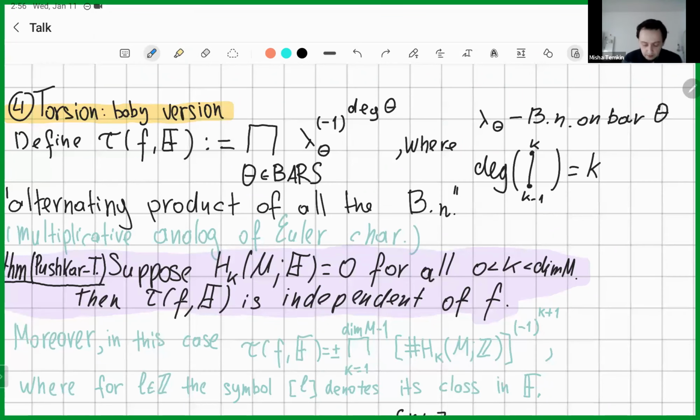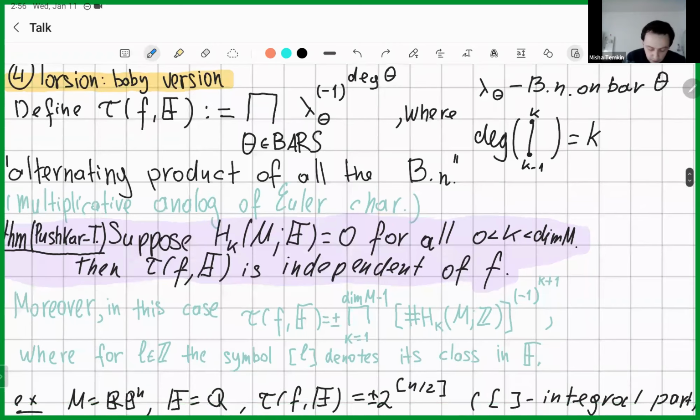Then the order is a natural number or 0. Then you take its class in the field, and then you take the product of all these numbers in the field for the orders, and this equals the product of all the real numbers, right? So that's the statement, the baby version.